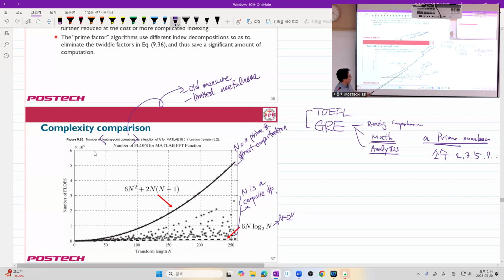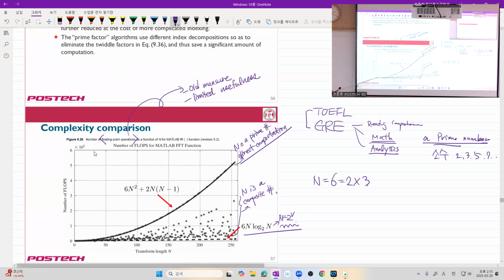Anyway, so in that case, we cannot avoid the complexity of big O of n squared. And this is a kind of upper bound. And here goes the lower bound, big O of n log n, where n is a power of 2. And you see there are many other realizations having the computational complexity between these two curves. And they are composite numbers. Like for example, n equals 6 has a two prime numbers product, and then you have in between these two.